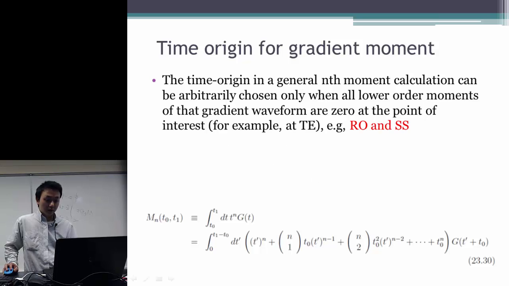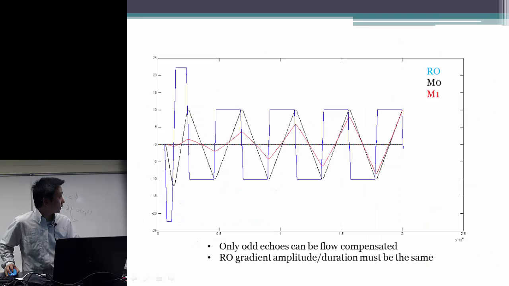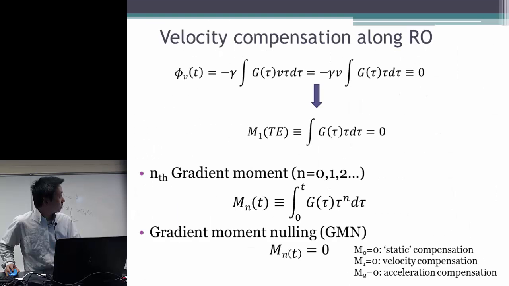So here is the rule for the time origin in a general nth moment calculation. It can be arbitrarily chosen only when all the lower order moments of that gradient waveform are zero at the point of interest, for example at TE. So this would apply to both readout and slice select. So what does this mean? Let's go back to take a look at the readout.